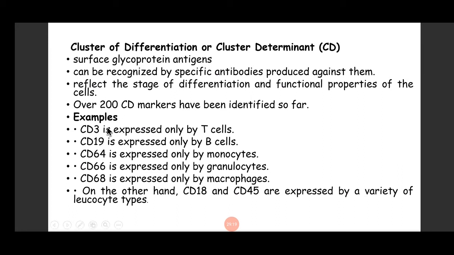For example, CD3 is expressed only on T cells, CD19 only by B cells, CD64 by monocytes, CD66 by granulocytes, and CD68 by macrophages. With the help of these markers, we can identify what type of cell it is and at what stage of differentiation it is. These markers not only change with the type of cell, they also change with development. For example, blast cells will have some different markers which will not be present on mature lymphocytes.